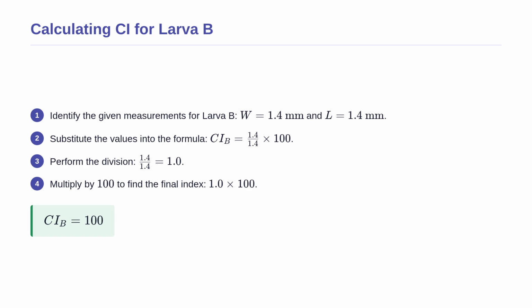Physically, an index of exactly 100 means the head is perfectly symmetrical in terms of its width and length, indicating a perfectly round or square head. This mathematically clean result is highly significant for our identification process.